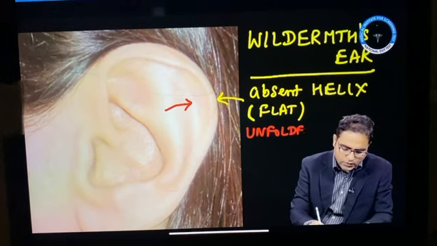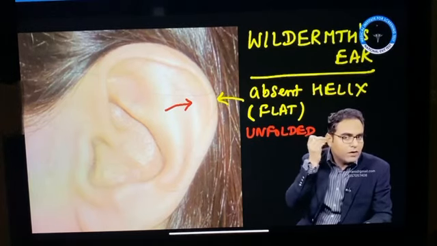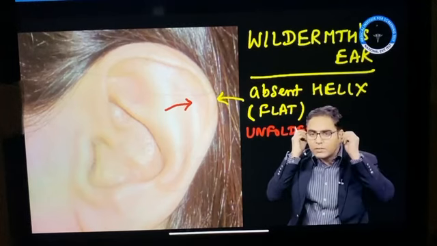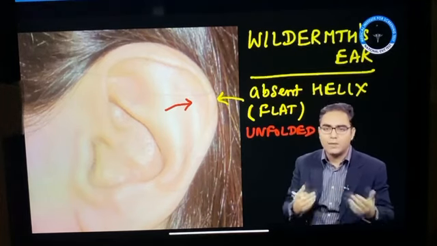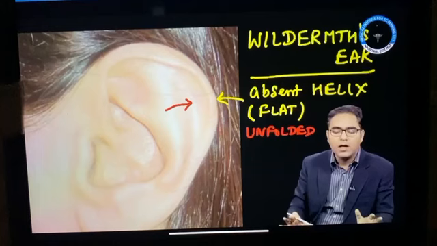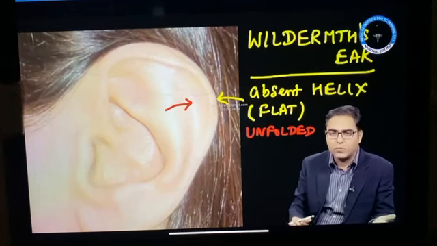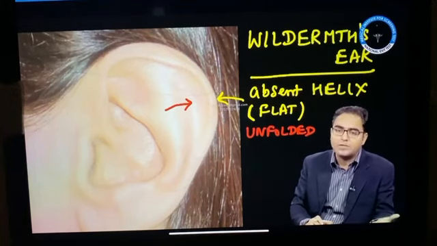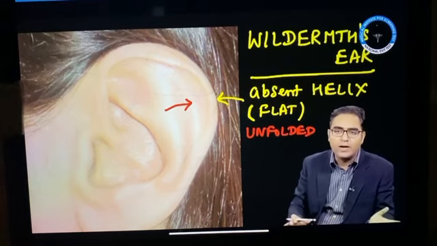This outer curvature should be a little folded. It should not come out flat like that. If it opens up like that, that will be Wildermuth's ear. Again, a cosmetic problem only. It is since birth, and it has to be corrected again at the age of 6 years. So what is Wildermuth's ear? It's the reverse of bat ear: absent anti-helix, which means a flat or unfolded helix.